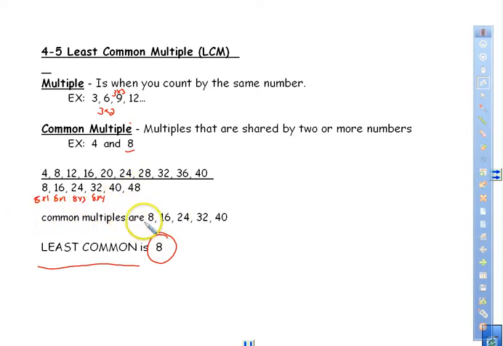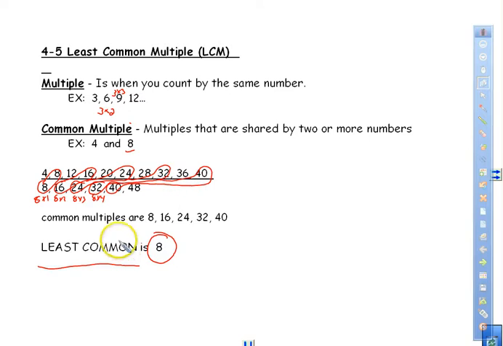Now we're looking at common multiples. So what's common? Well, my 8s are common. My 16s are common. Looks like 24s are common. My 32s are common. And my 40s are common.